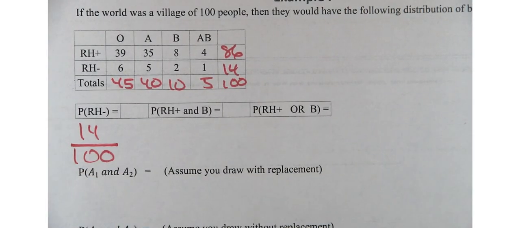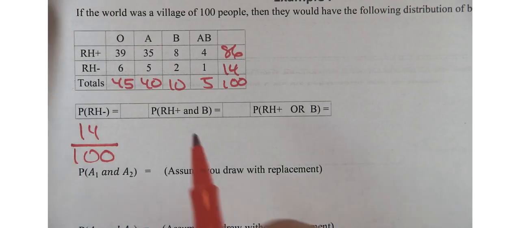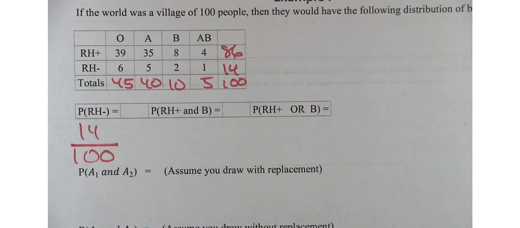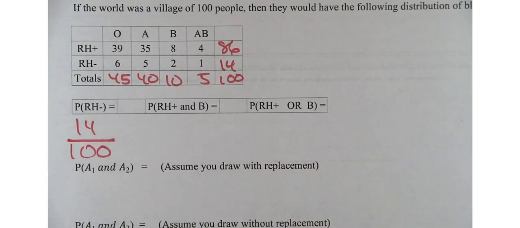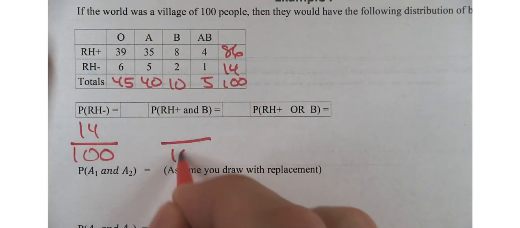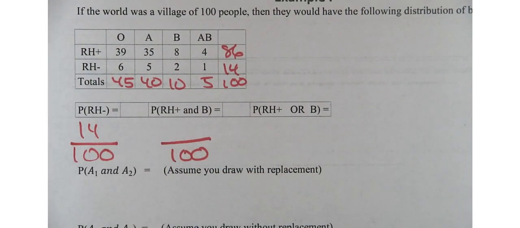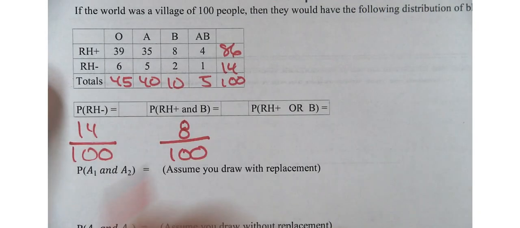How about the probability of Rh positive and B? You've got to think a little bit carefully on that one. Probability of Rh positive and B. Well, I'll tell you what, let's do ourselves a favor here. Start out with 100 in the denominator. But now you've got to look for where both of those events overlap. So Anthony, what are you seeing? How many people fall into that category of Rh positive and B? 8 over 100. Nice. 8 over that 100.